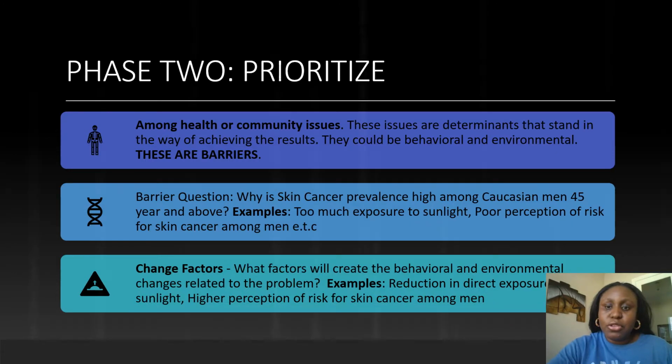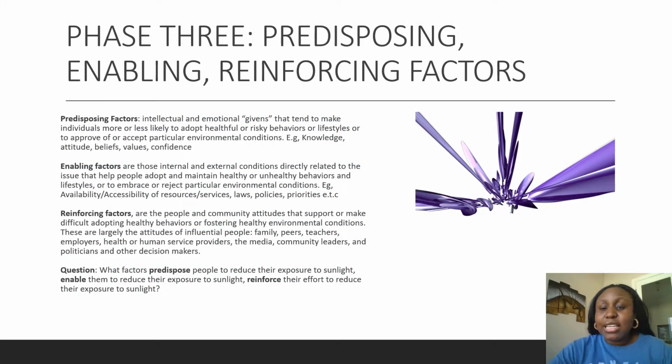Okay, now let's move to phase three, which is identifying the predisposing, enabling, and reinforcing factors. Okay, I know that this slide is a little more texty than I would love it to, but okay, we'll manage it. So what are predisposing factors? Predisposing factors are simply intellectual or emotional givens that tend to make people more or less likely to adopt a behavior, whether they are helpful behaviors or risky behaviors.